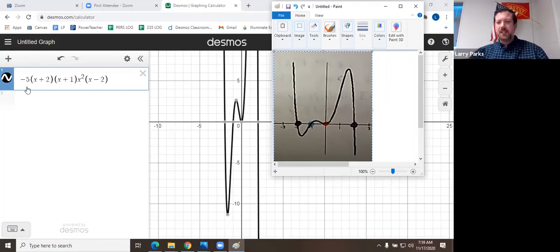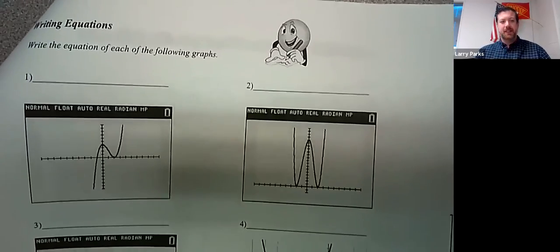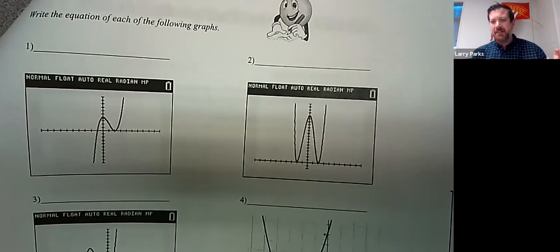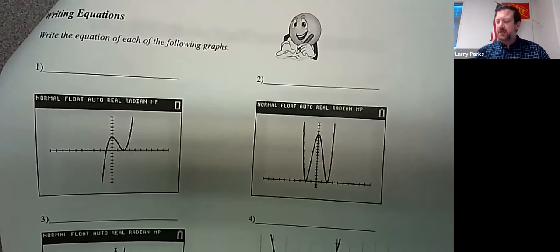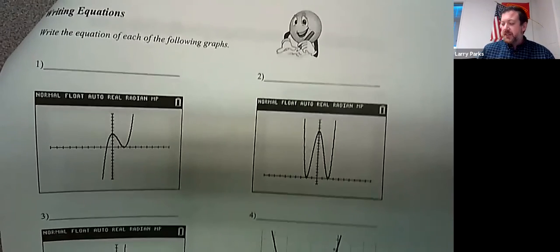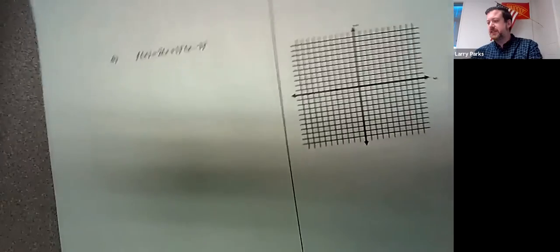So what I need you guys to do, and I am almost done. I have this practice. And again, the equation does not have to match exactly. And I want you to write the equation in factored form. So write me an equation that could work for that. X plus 2 times x minus 2. So I have some examples there for you to try.